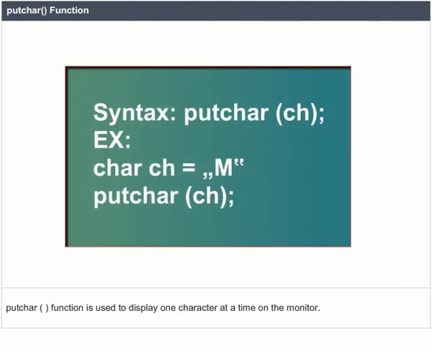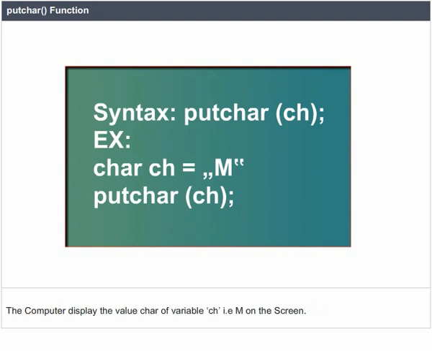putchar function. The putchar() function is used to display one character at a time on the monitor. The computer displays the value of the variable ch, that is capital M, on the screen.